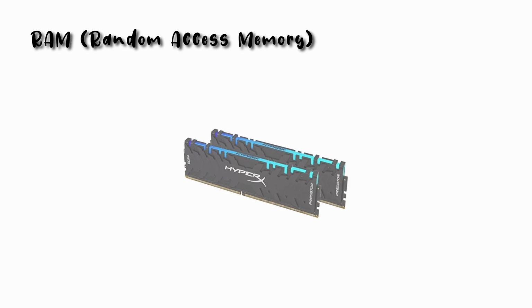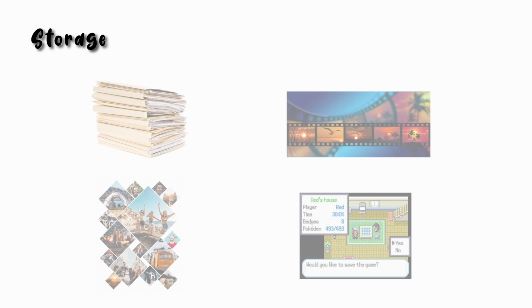RAM is a temporary storage space that holds information the PC is actively using for quick access. For example, opening a tab in your browser. It's kind of like short-term memory. And if we describe RAM to be short-term memory, then storage is long-term memory. It is slower to access, but it has a lot of storage space. It stores things like documents, pictures, videos, game saves, and more.